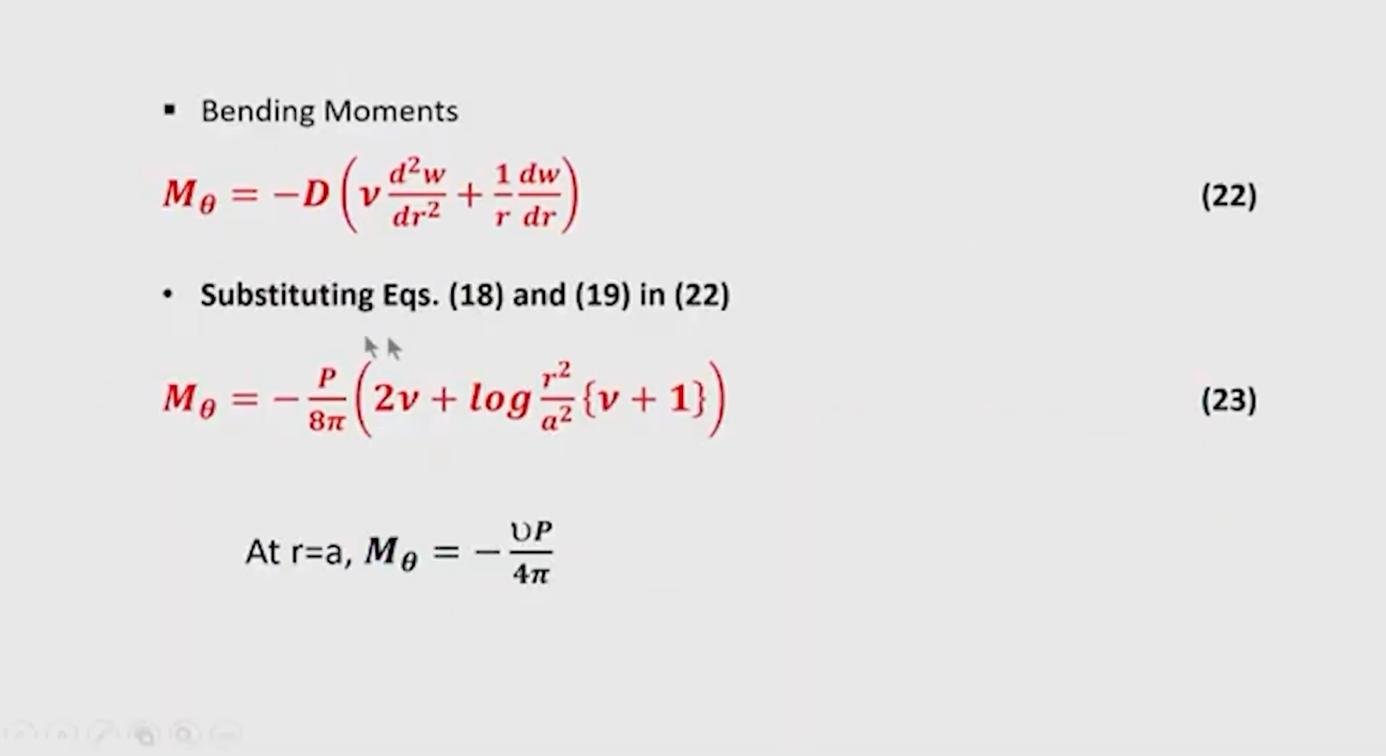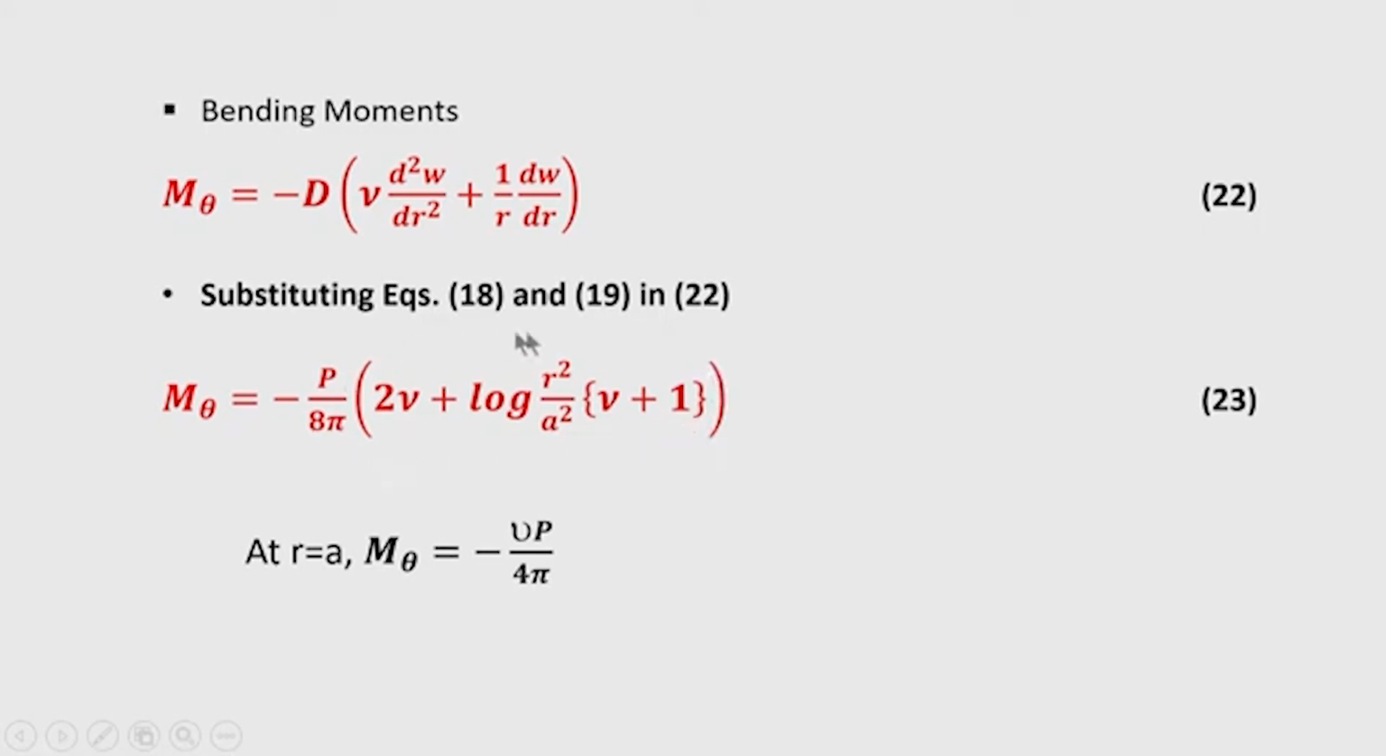Now, let us come to the circumferential moment. Okay. The circumferential bending moment can be obtained by this expression: minus D bracket mu into d square W by dr square plus 1 by r dW by dr. Now, again substituting the second derivative and first derivative of the deflected surface, we get that M theta equal to minus p by 8 pi bracket 2 mu plus log r square by a square bracket closed, mu plus 1, second bracket closed and the first bracket closed.